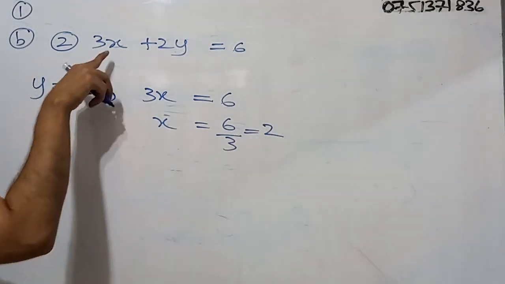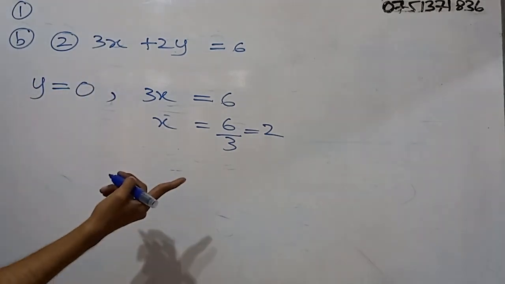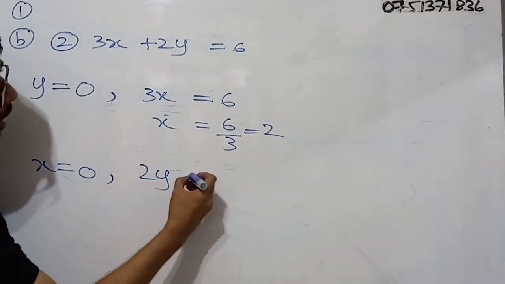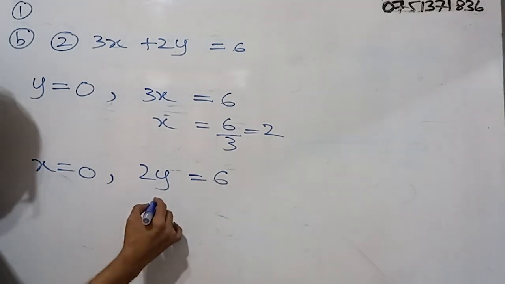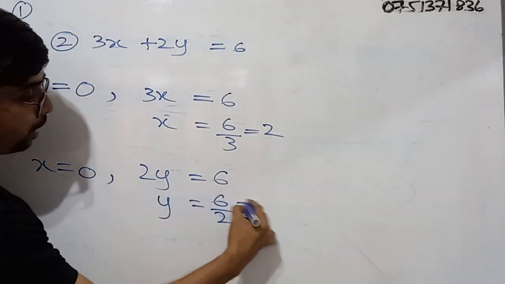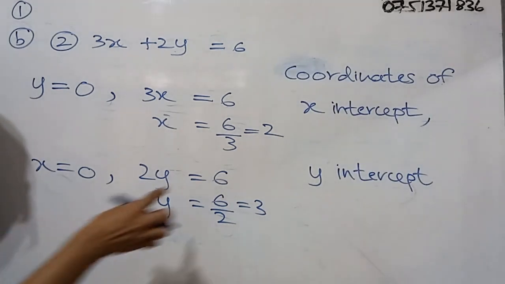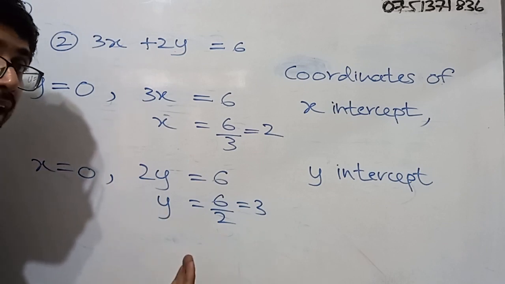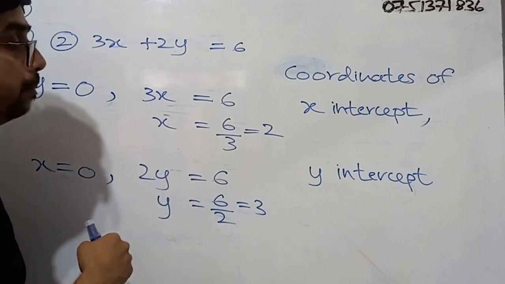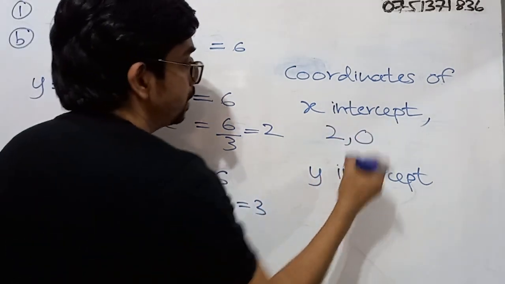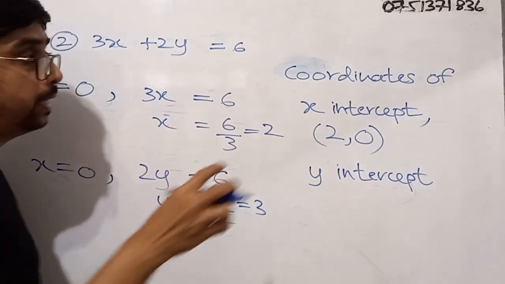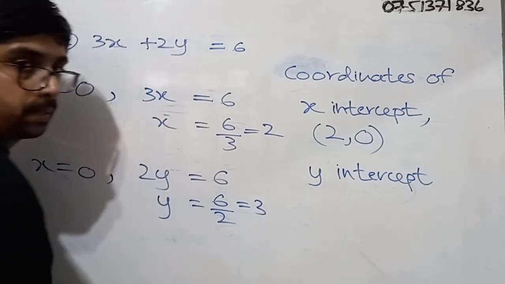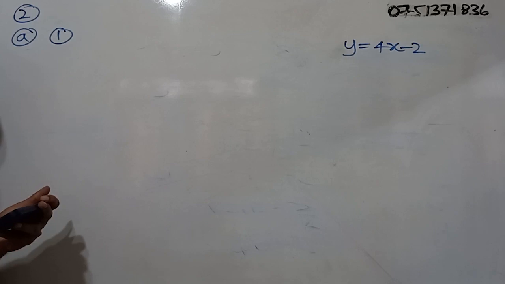We will consider the value of x as 0. So x will be equal to 0, then 2y will be equal to 6. So y will be equal to what? 6 divided by 2, which will be 3. Okay, so these are not the answers. They are asking us what? What are the coordinates of the x-intercept? So what will that be? 2, 0. Kindly note that they are asking for the coordinates. So what will be the coordinates of the y-intercept? 3, 0.